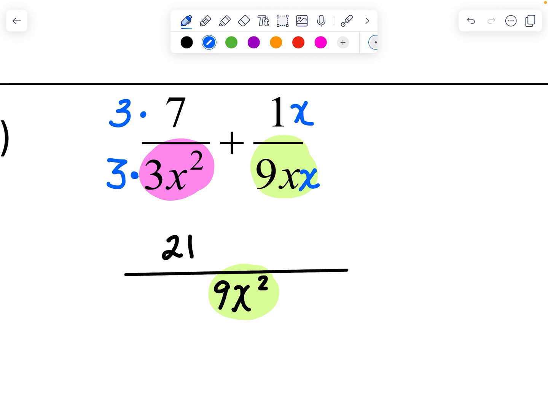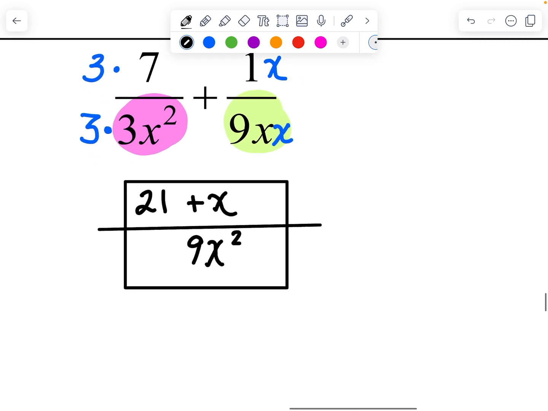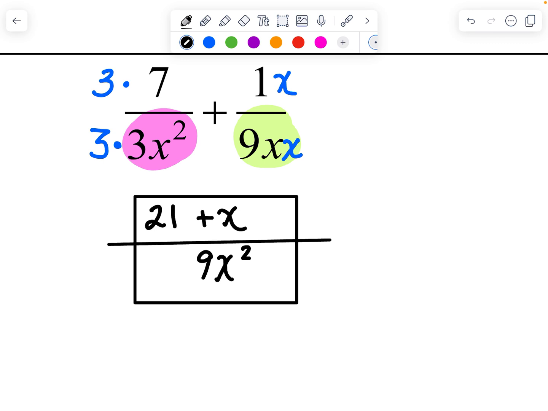Because now if you look at it, it says 9x squared, and 1 times x is x. So we're going to go plus x. And there's nothing else you can do with that. So that is our answer. Again, you cannot reduce x's because there is a plus sign, a monomial, 21 plus x. They go together. They're hooked up. If you need to remind yourself of that, you might want to put that in parentheses to remind yourself you cannot cancel that x.